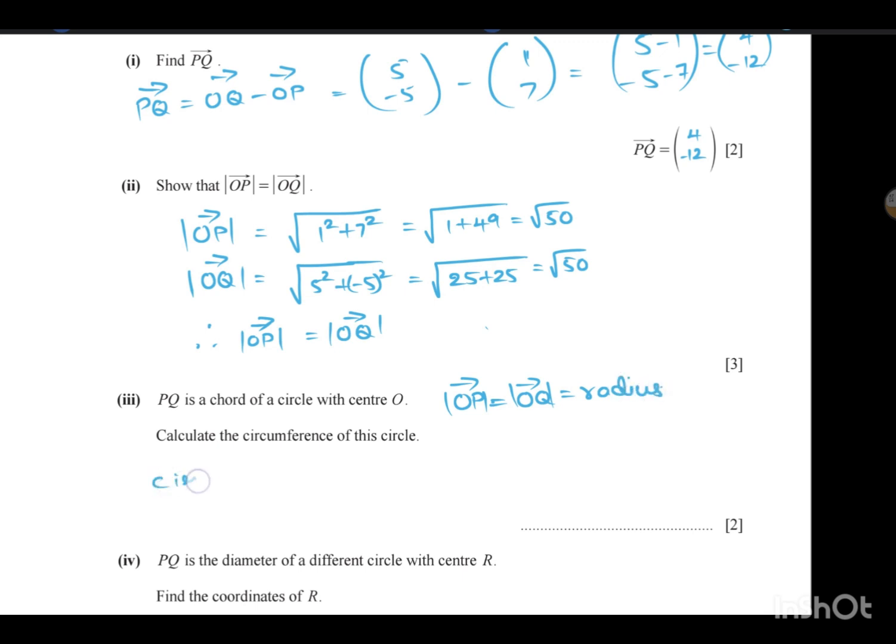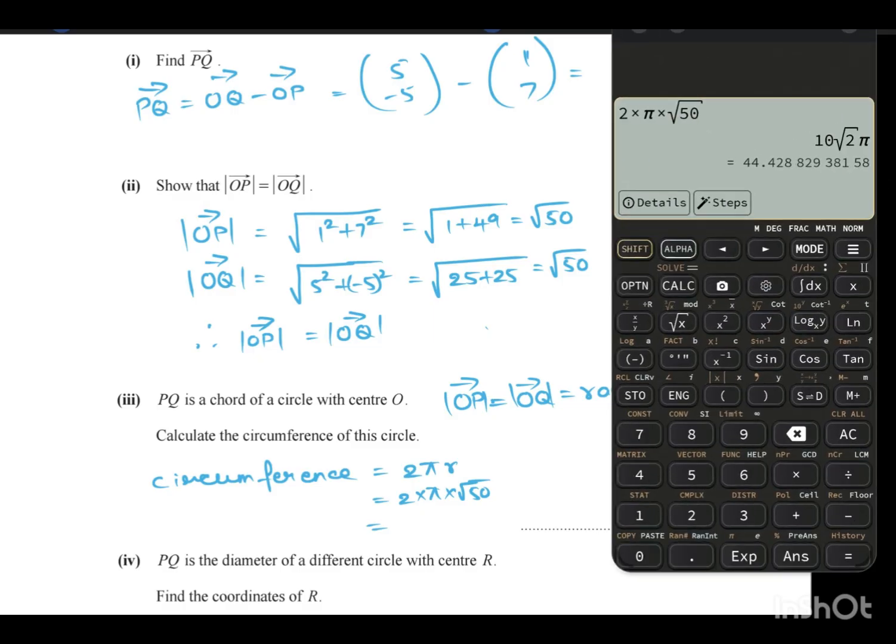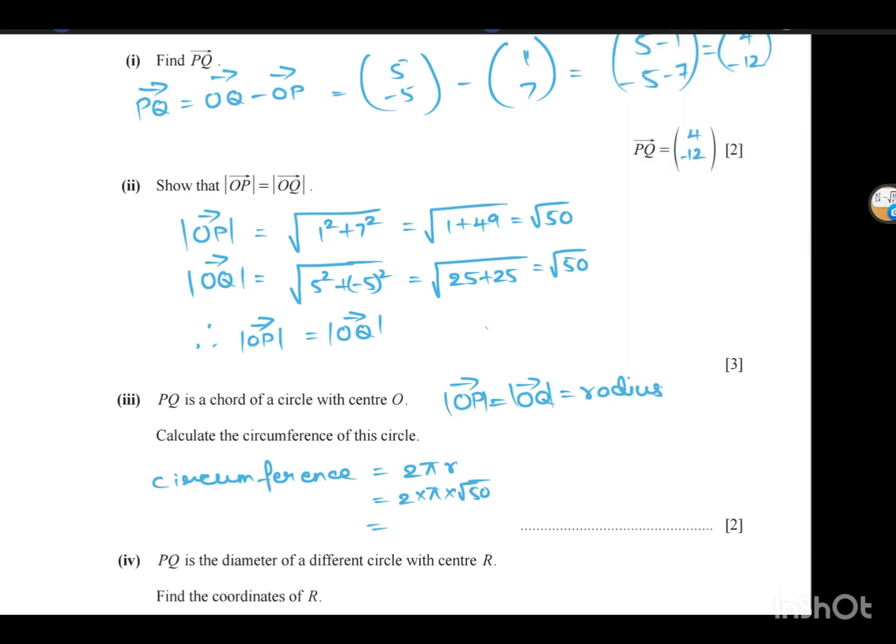Now circumference is equal to 2 pi r, which is 2 into pi into root 50. Let's find out: 2 into pi into root 50 is 44.428. We don't have any units here, so you can round to 2 decimal places, or you can round to 1 decimal place, 44.4. That's it.